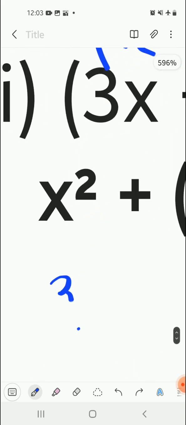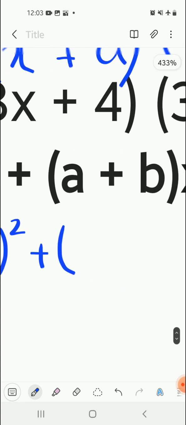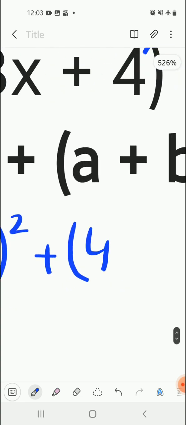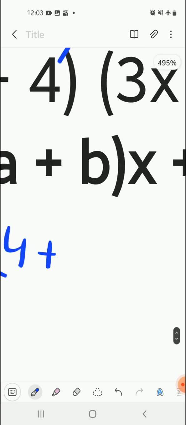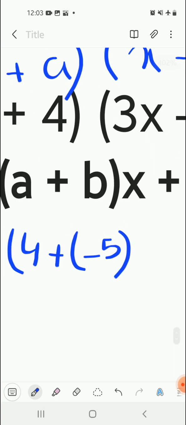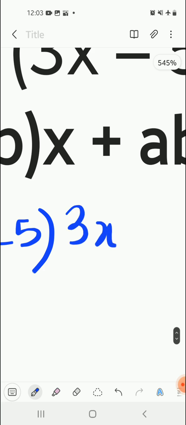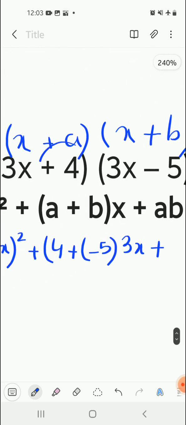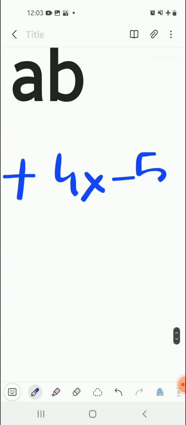Now simply we need to replace its value with what we have got in the question. So in case of x, we are going to write (3x) square plus, in place of a we are going to write 4, in place of b we are going to write minus 5. So we've got plus minus 5, x, in place of x we will write 3x, plus a into b. In place of a we write plus 4, and b we write minus 5. So it is 4 into minus 5.